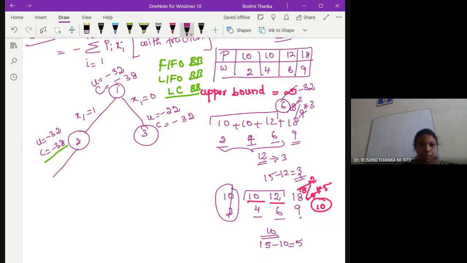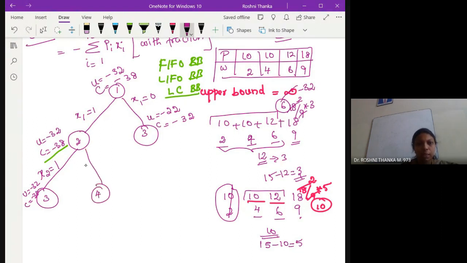So let us consider the second node. When I include the second object, how will it come? When I say I'm going to include the second item also, it means all the items are there. So there will not be any change in the upper bound and the cost. I'll get the same values: the upper bound is also minus 32, and the cost is also minus 38. The same values, because there is no change. The second item is also included.